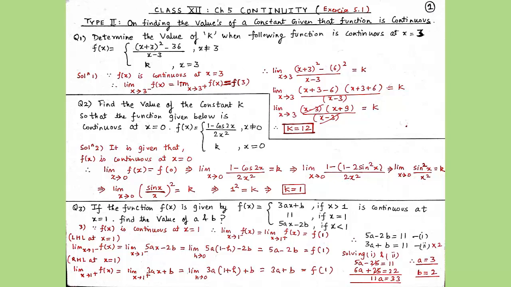So as x tends to 1, h approaches 0. Therefore, students, we can write this as limit h tends to 0 of 3a, and in place of x we will write 1 plus h, and then plus b, equals to, and now on substituting the limit h tends to 0, we get 3a plus b is equal to f(1).